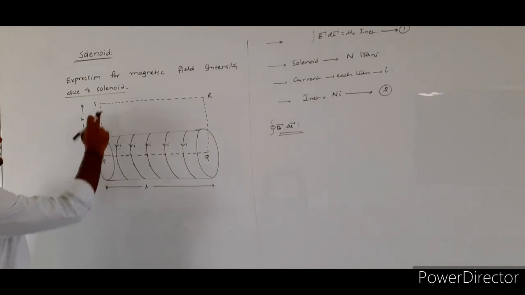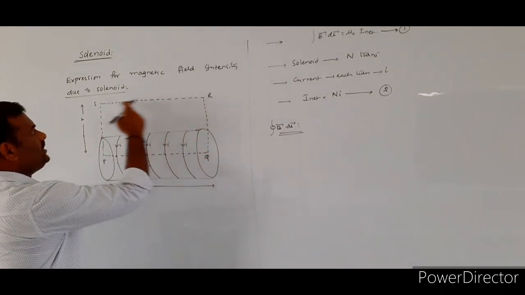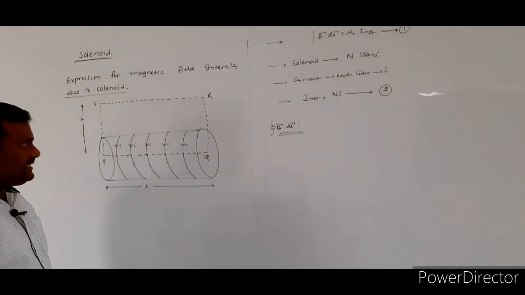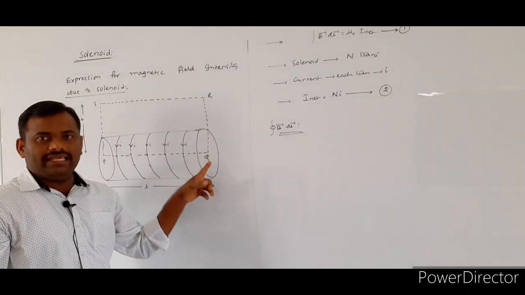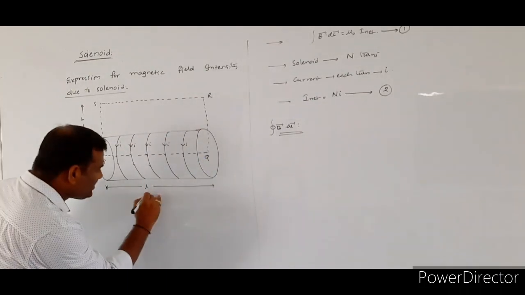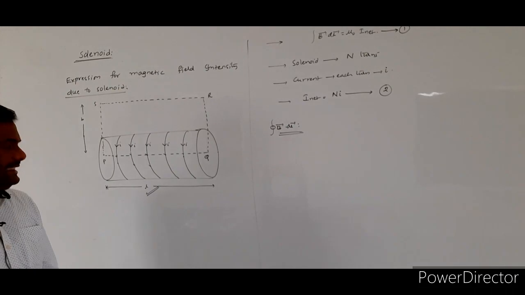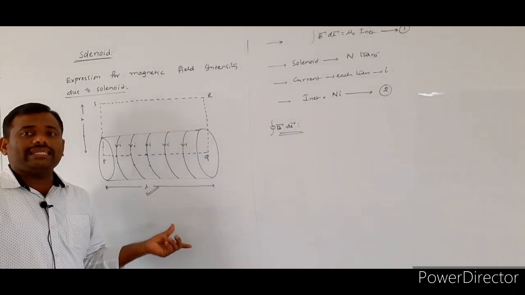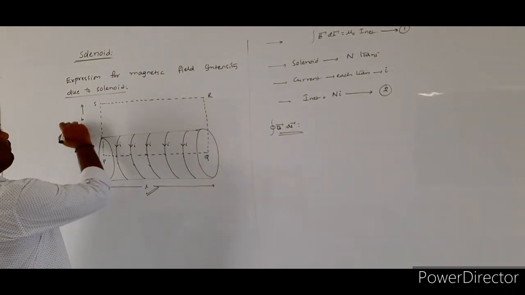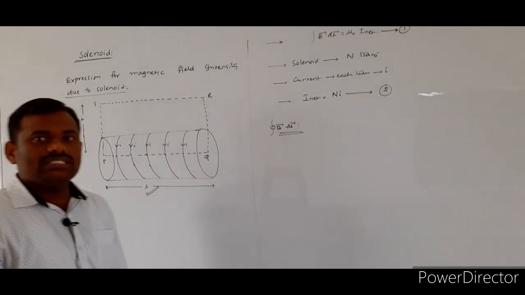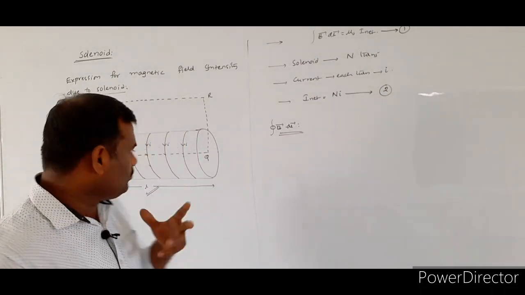Now coming to here, the closed loop will be assumed in the form of a rectangle. I am assuming that the length of the rectangle is equal to small l, and the breadth of the rectangle is equal to small b.